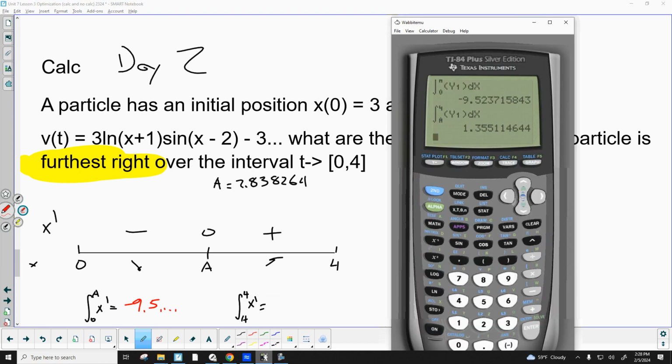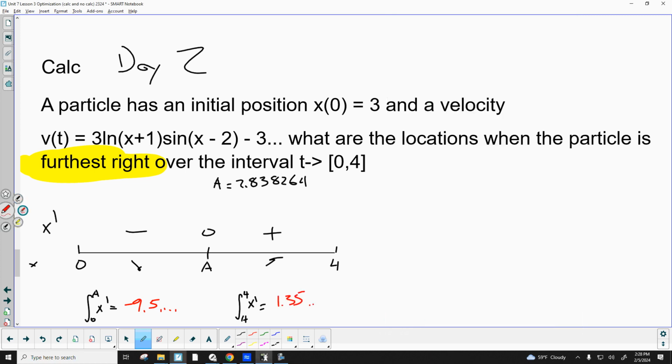I math 9, 0 to a of y1. Everybody needs to be able to do this. I've accumulated from a to 4 of y1. I got 1.355, or just 1.35. Just make sure you're going to use that value. You are told x of 0 is 3. Boom.